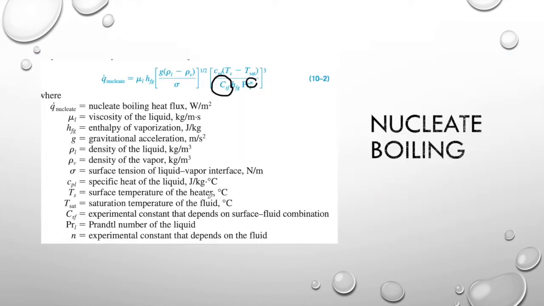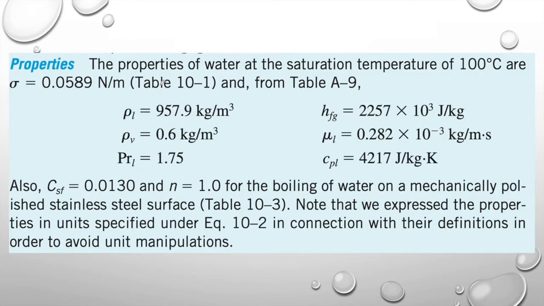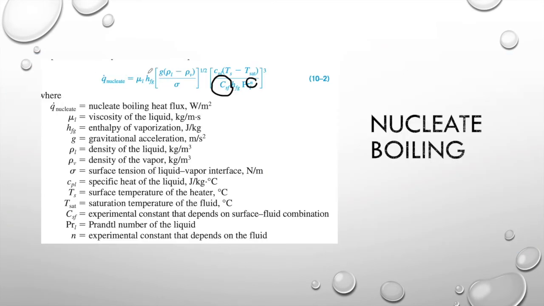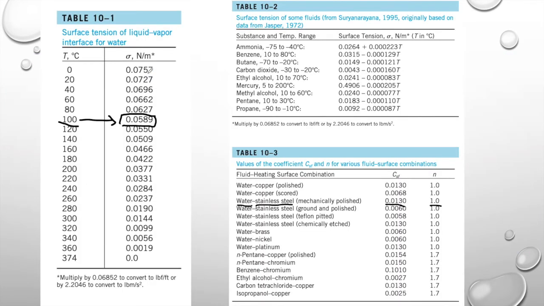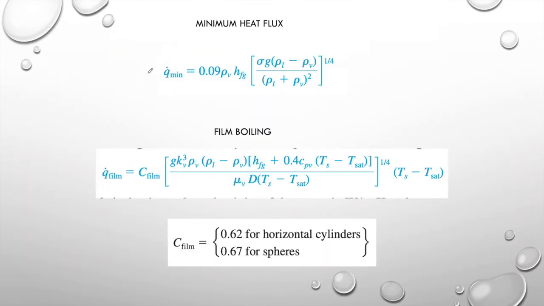Now we already know the values for this equation, which we use to determine the heat flux at nucleate boiling. So we take out this equation and substitute all the properties into it. I will not write down the whole equation; I will give the answer.